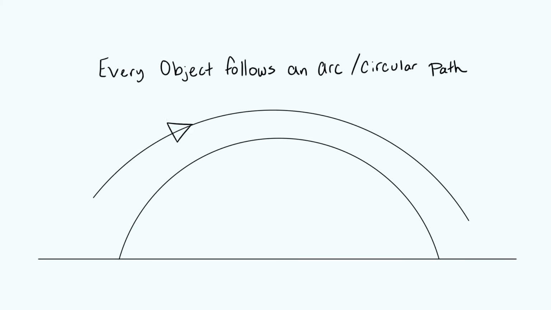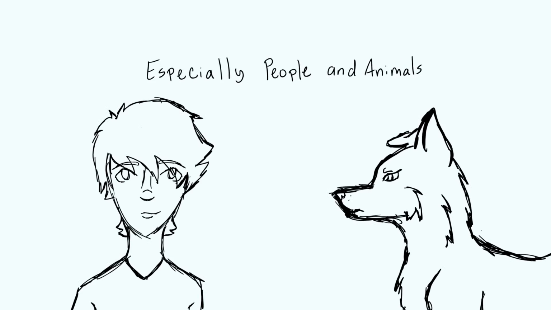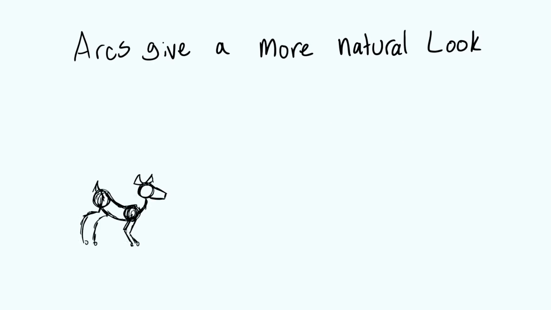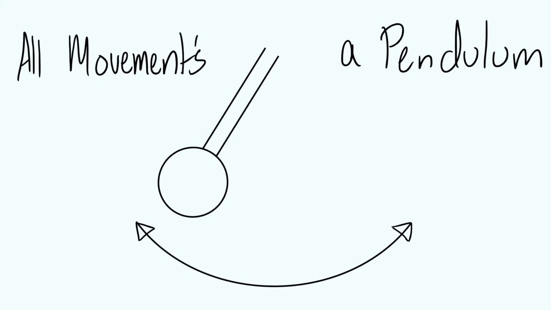Every action, with few exceptions, follows a circular/arc pattern, especially the movements of people and animals. Arcs give animation a more natural look and flow. Think of all movement as a swinging pendulum.